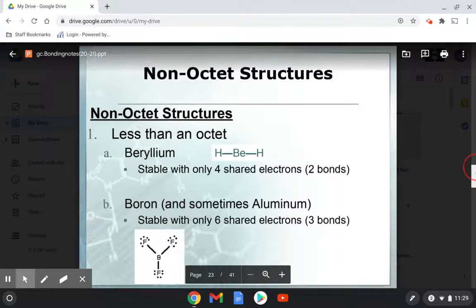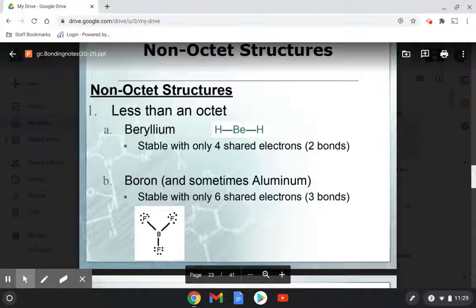And then the non-octet structures that we see. So beryllium, what we see is that it's stable with only 4 shared electrons, so 2 bonds. So again, the 2 hydrogen bonds that you see, again, that is stable. Boron and sometimes aluminum also share this non-octet rule. And again, it's stable with only 6 shared electrons, so 3 bonds.